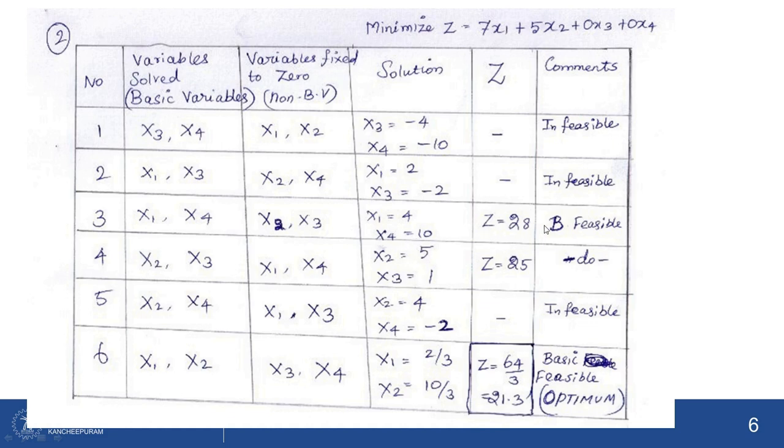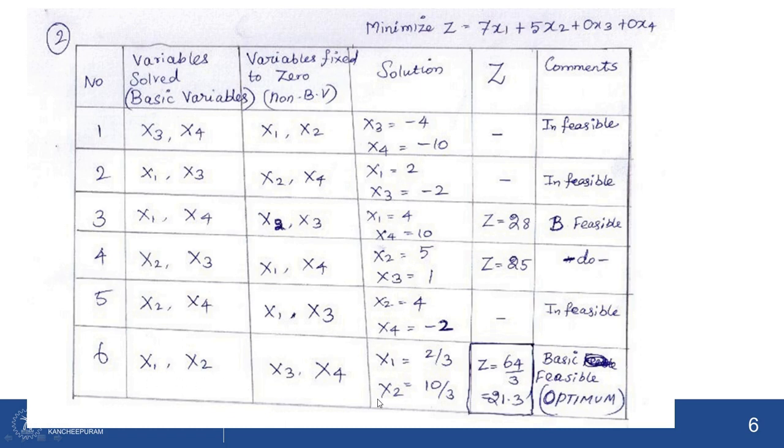So find z. This is a positive value. So this is a basic feasible solution. So here, the third step we have z equal to 28. Fourth, we have z equal to 25. This is also a basic feasible solution. The fifth solution has a negative value, so infeasible.